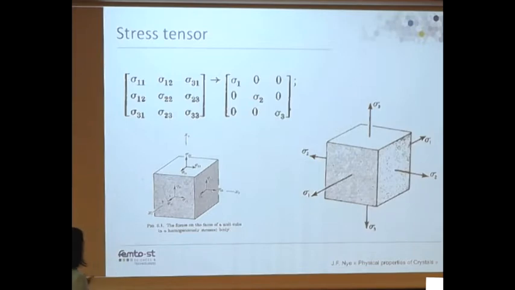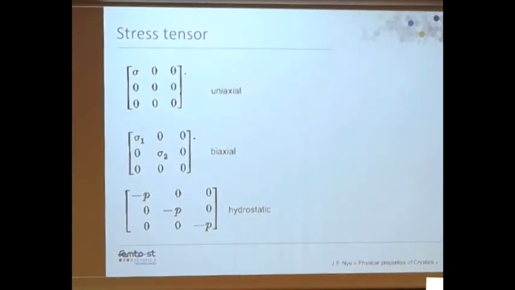The basic stresses, like compressive and tensile, we will describe just with the diagonal, sigma 1, 2, and 3, which are the proper values. And then, for example, uniaxial stress, which is applied in just one direction. So, for example, this is uniaxial stress along x.